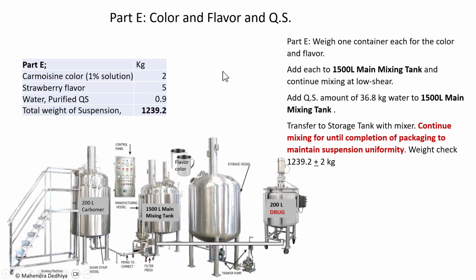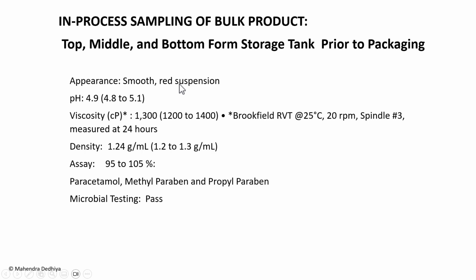In the main tank, color and flavors are added, and water is provided for QSing. The suspension then is continuously mixed in storage vessels until packaging is completed. In-process sampling of a bulk product is taken from top, middle, and bottom from the storage tank prior to packaging. pH, viscosity, density, assay of active as well as preservatives, and microbial testing to show that the bulk is within the specification.